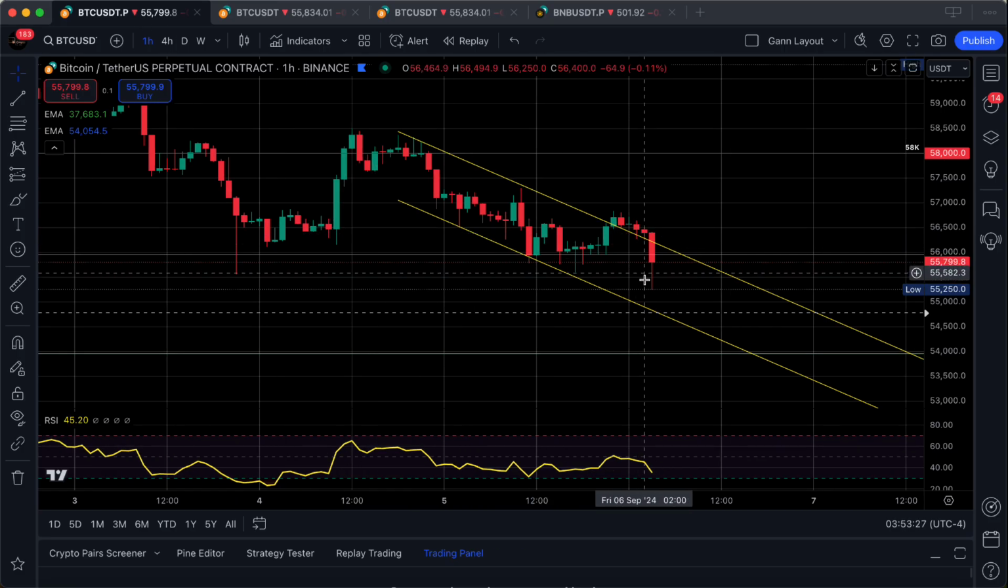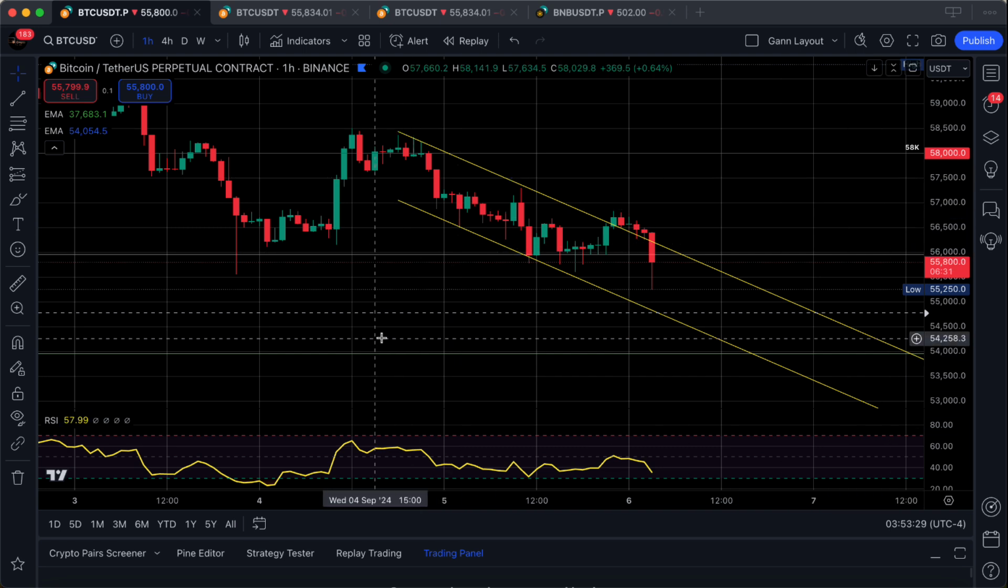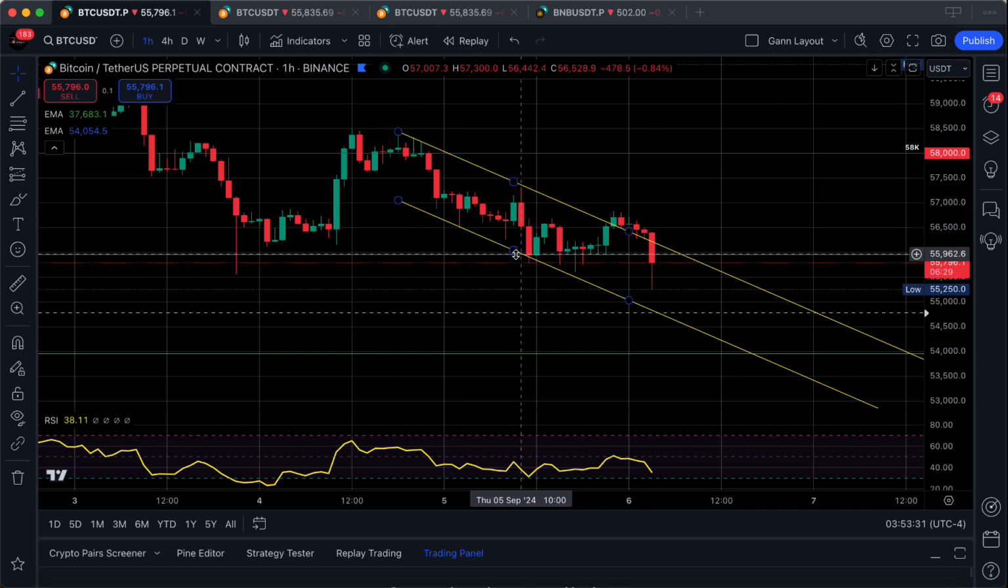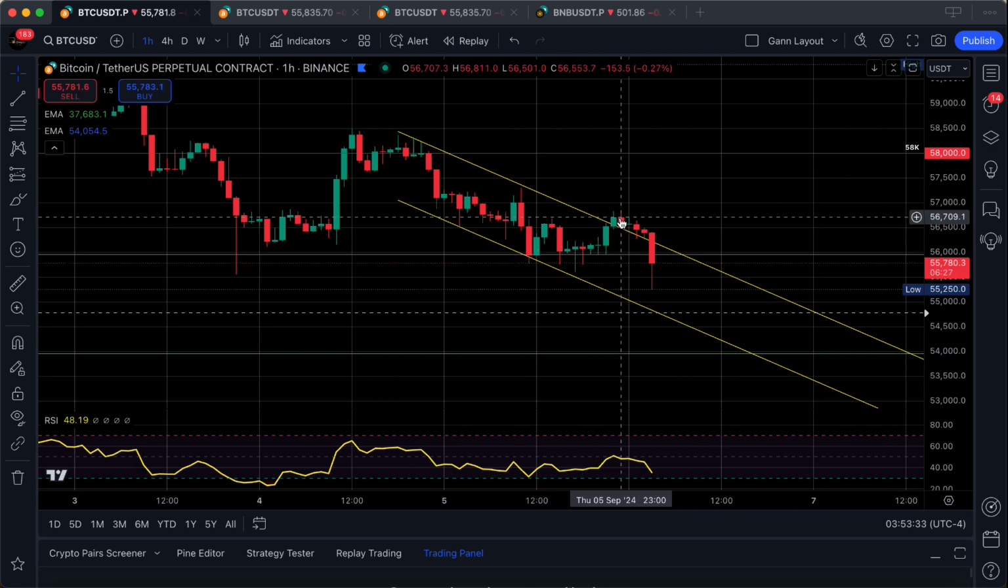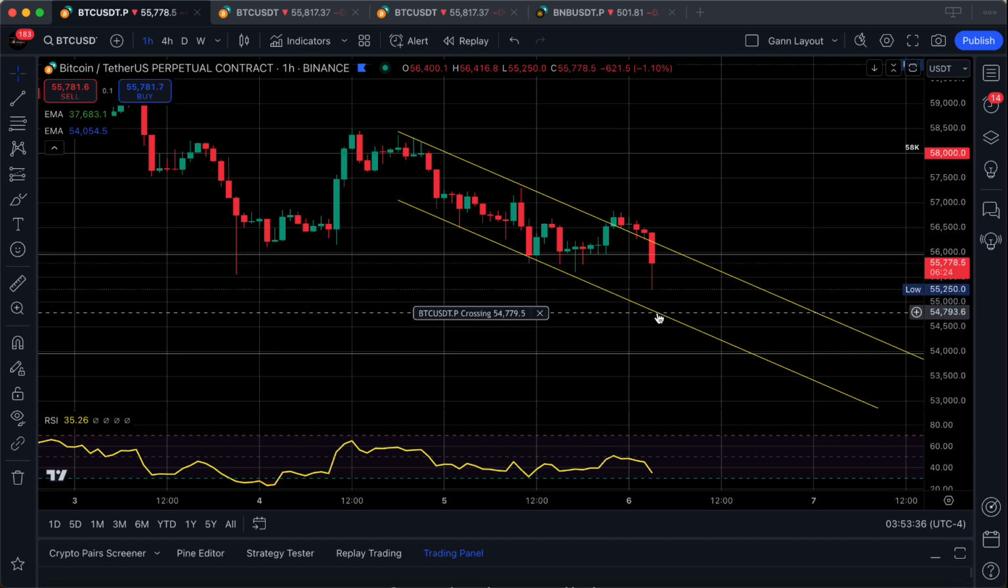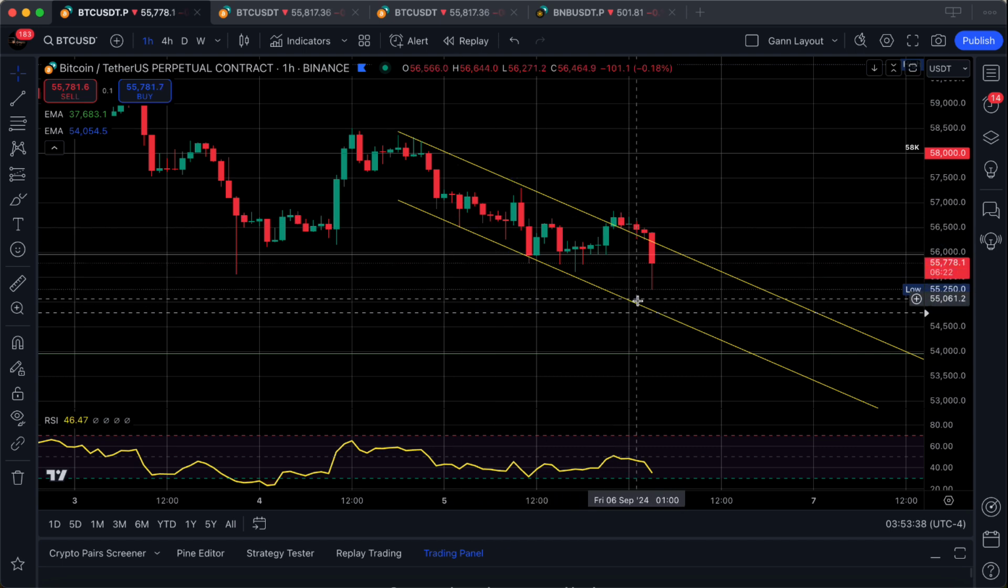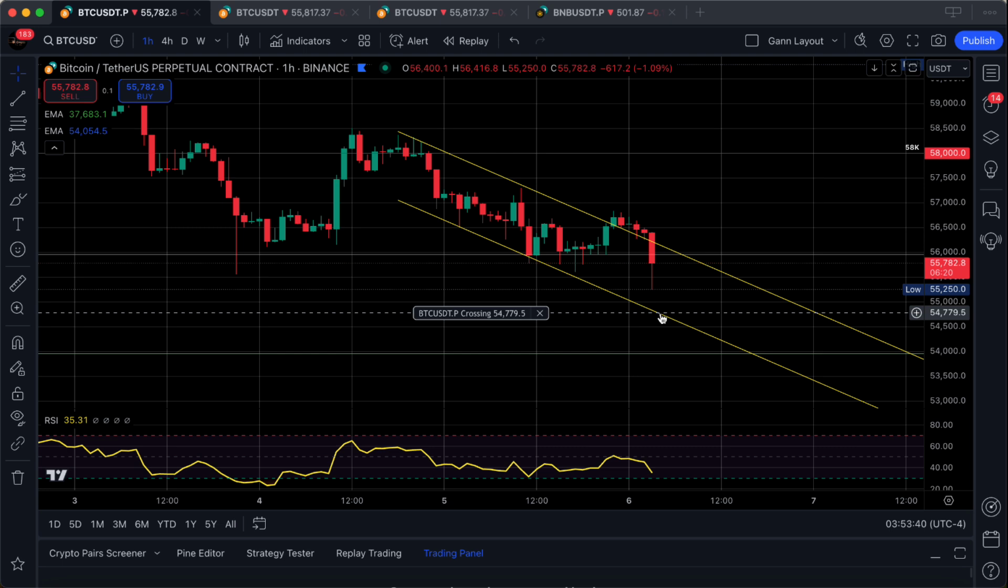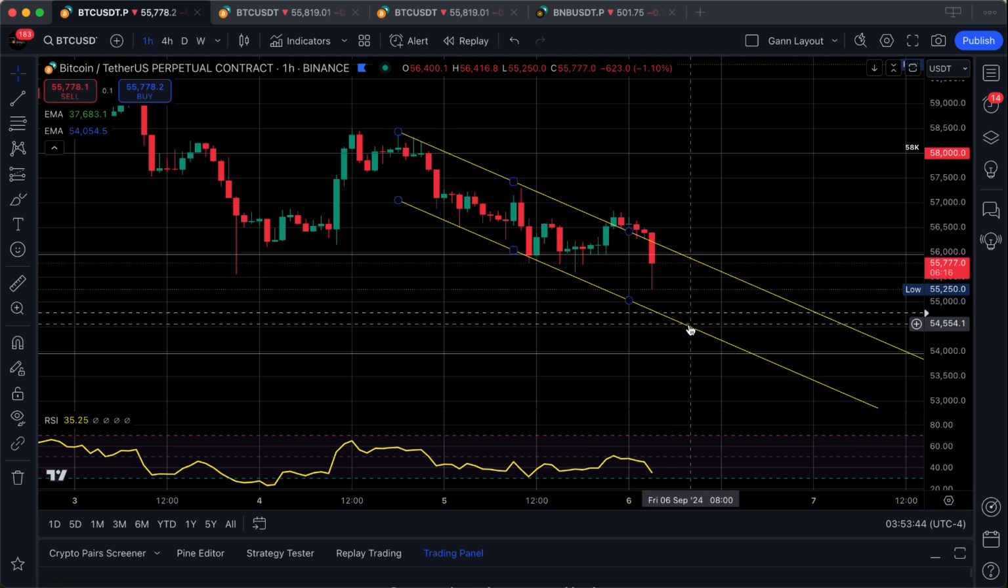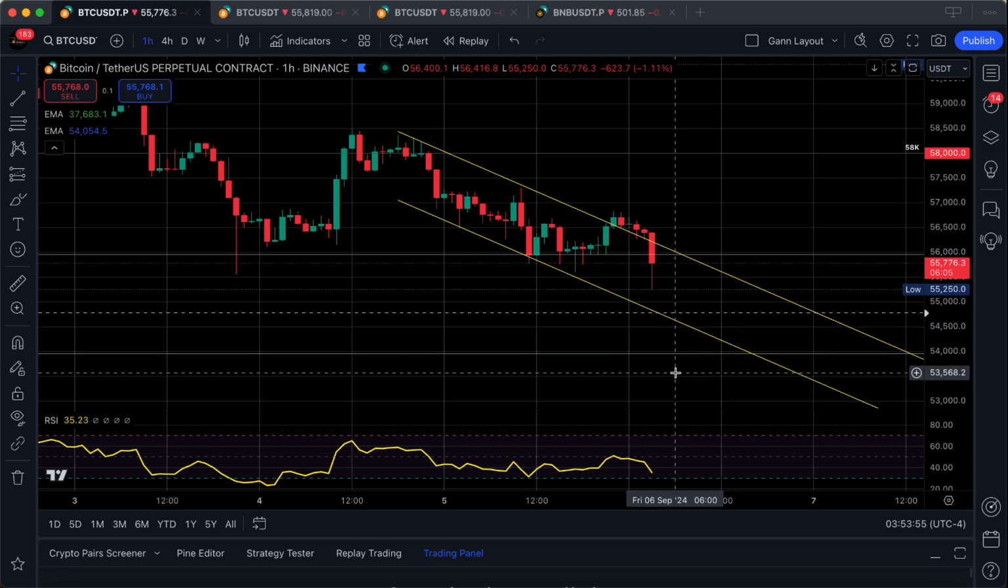What I am looking for right now, this is the 1 hour chart. The 56 level didn't hold, as you can see. Bitcoin is inside a parallel channel, and I will be looking at 54.8 or 54.5 for a possible support. And if I will see a reaction, I will enter a long trade with my stop loss below 54K.